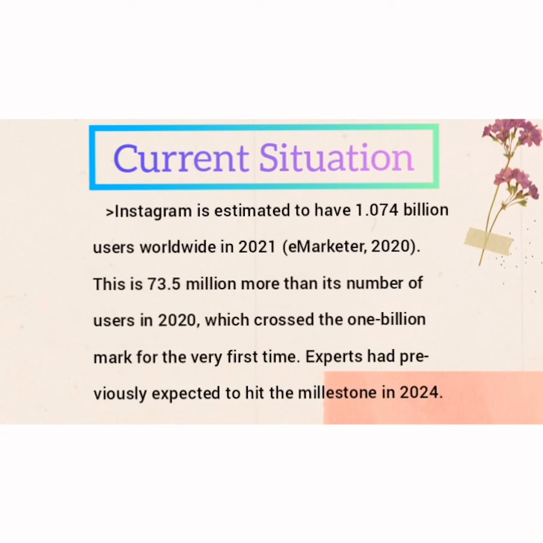Instagram is estimated to have 1.74 billion users worldwide in 2021. That's a big milestone for a photo sharing network. This is 73.5 million more than its number of users in 2020, which crossed the 1 billion mark for the very first time. Experts had previously expected to hit this milestone in 2024.